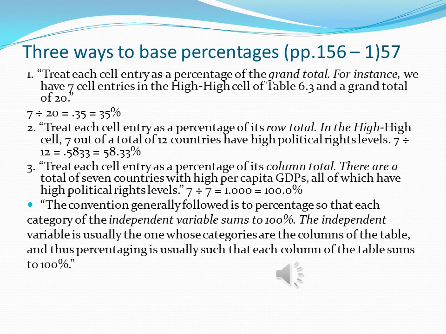The convention generally followed is to percentage so that each category of the independent variable sums to 100%. The independent variable is usually the one whose categories are the columns of the table, and thus percentaging is usually such that each column of the table sums to 100. Stay with us. As we go, you'll see this play out more in the next slides.